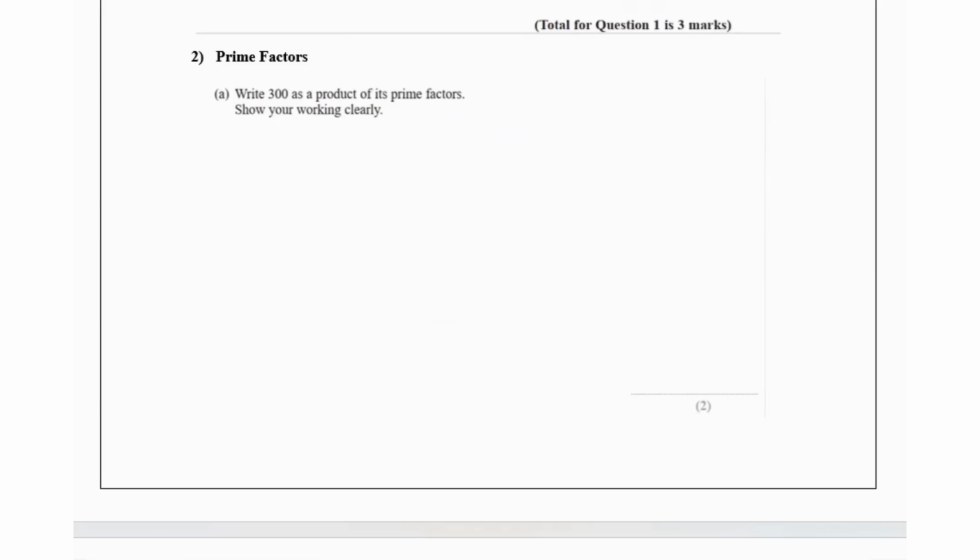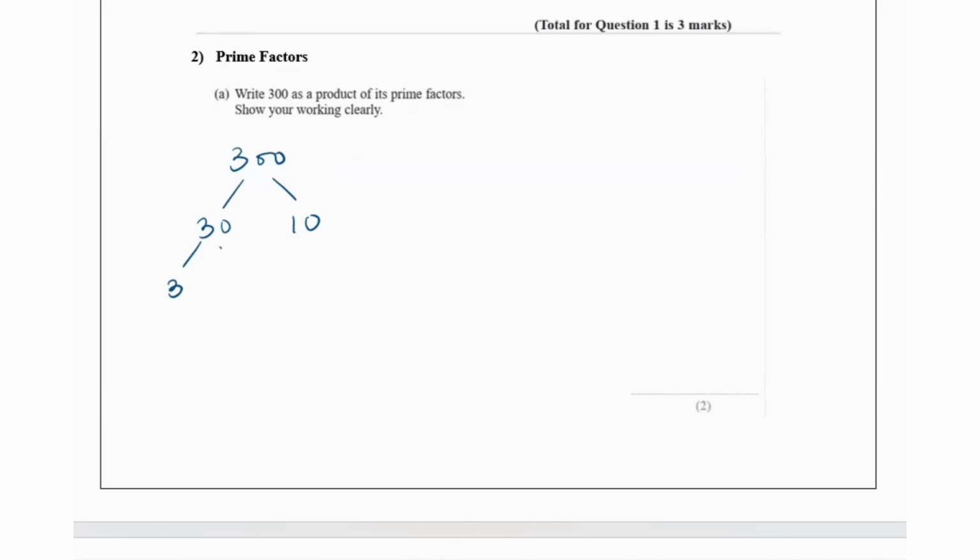Then it says write 300 as a product of its prime factors. So we're going to break down 300 into its prime factors. 300 can be broken down into 30 times 10. You can pick any factors, there's no restriction on that.